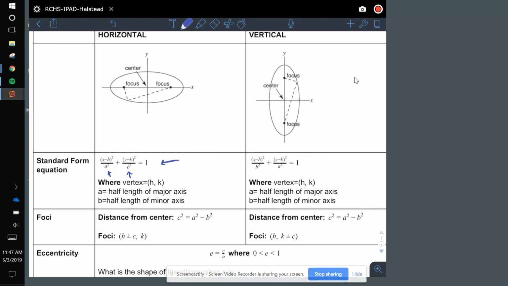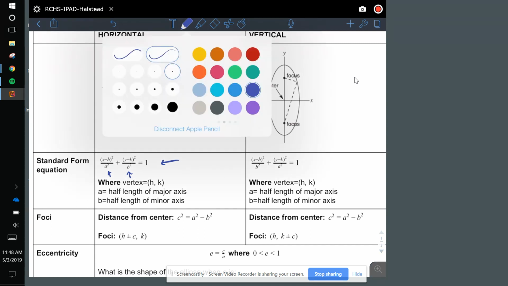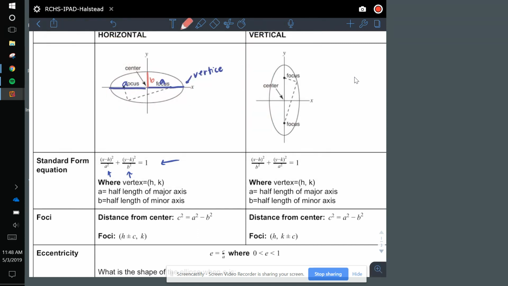So a horizontal ellipse is going to have a longer horizontal axis. So the length of the horizontal axis from the center to the vertex is the length A. So if you add those together, A plus A, that would give me 2A, which would be the length of the major axis. And then the B value is the length from the center out to the co-vertices.